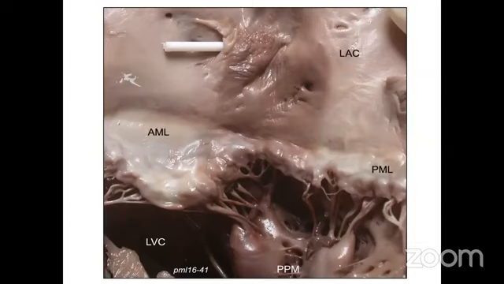What I showed you earlier was the patent foramen ovale from the right side. Now, this is the appearance of the patent foramen ovale as we see from the left atrial aspect, and you can see that this is only probe patent.